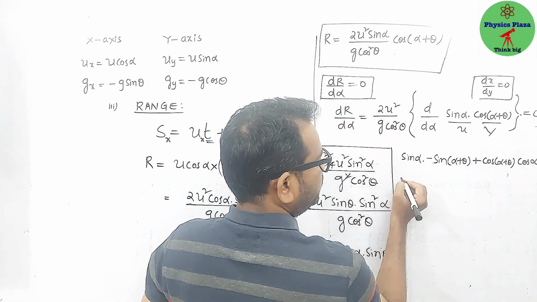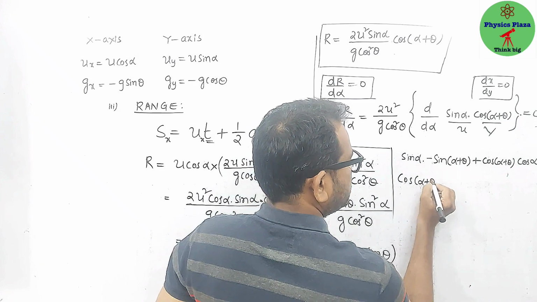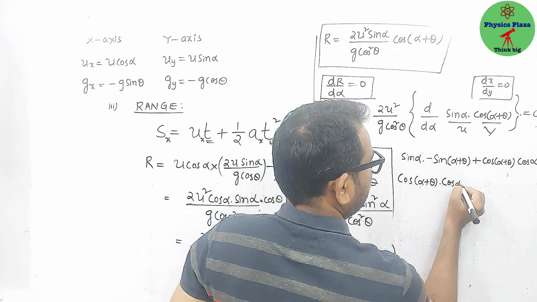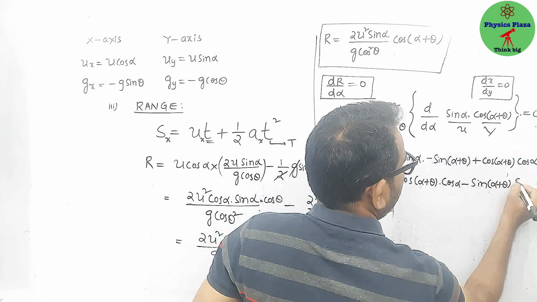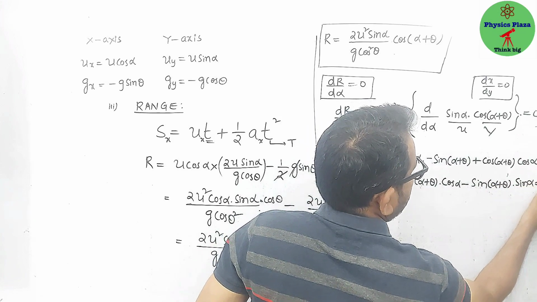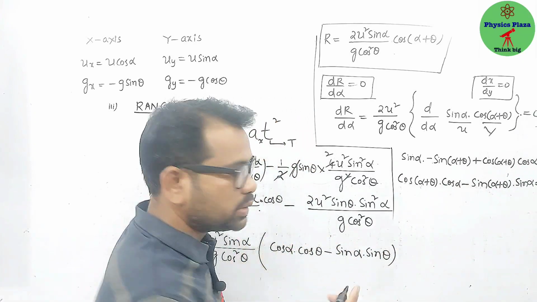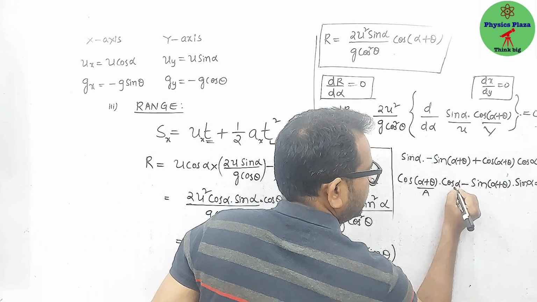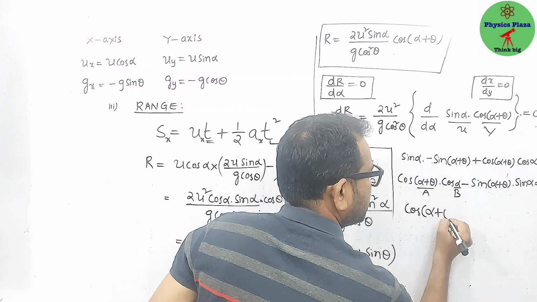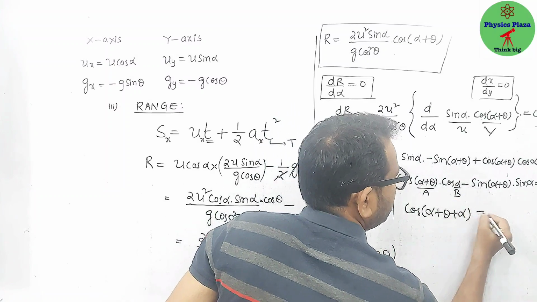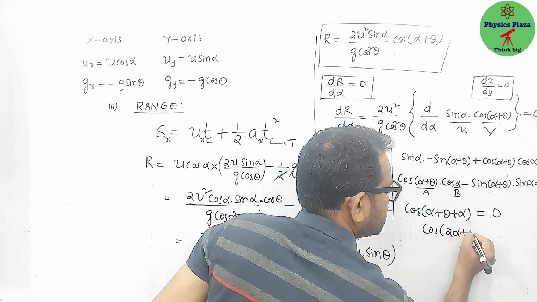So now we can write it like this: cos alpha plus theta into cos alpha minus sin alpha plus theta into sin alpha is equal to 0. So this is cos a cos b minus sin a sin b, again it is cos a plus b. This is nothing but a, and this is nothing but b. So now it is cos alpha plus theta plus alpha is equal to 0. This will be cos 2 alpha plus theta.